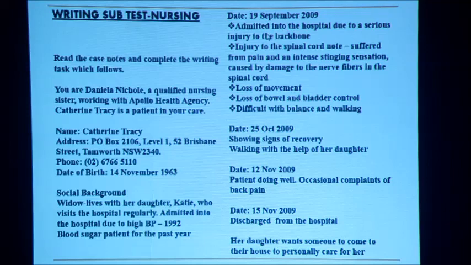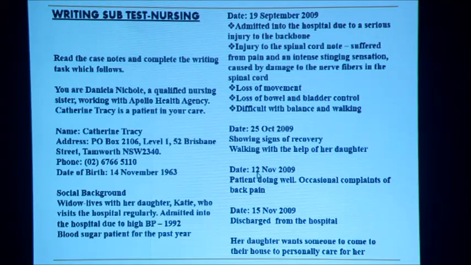Catherine Tracy was admitted to the hospital due to a serious injury to the backbone, and a spinal cord injury was revealed after the examination. She had loss of movement, bowel and bladder control, and difficulty with balance and walking. These are the problems we understand from the case note when she was admitted to the hospital. Towards the end we understand that she started showing some recovery signs, and she started to walk with the help of her daughter.